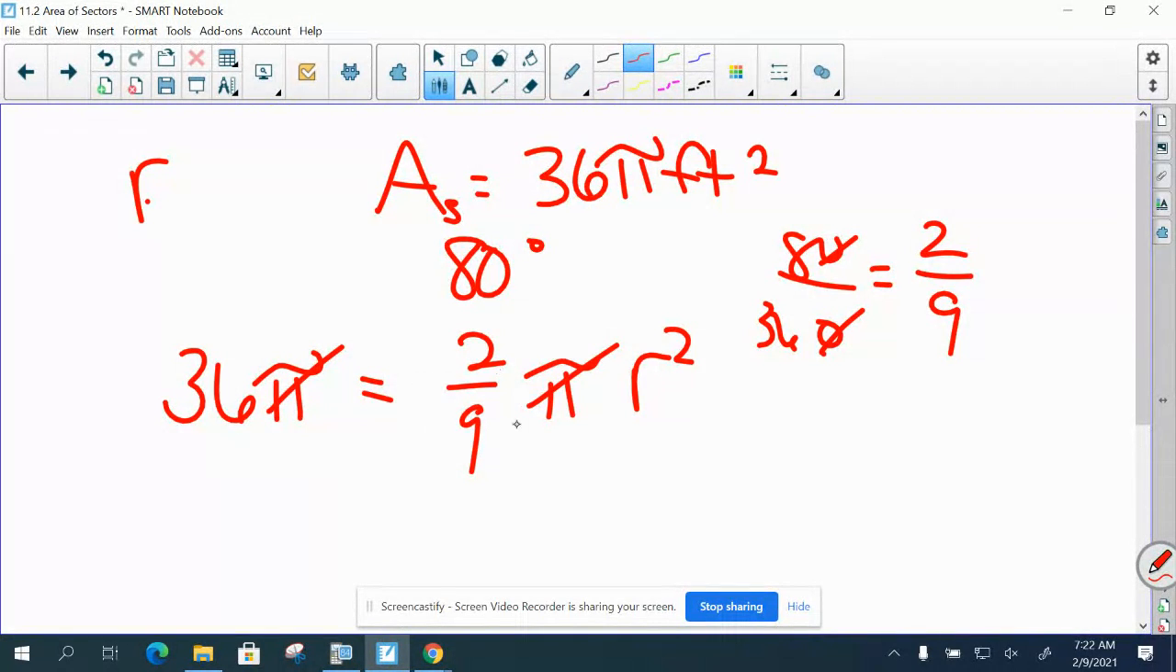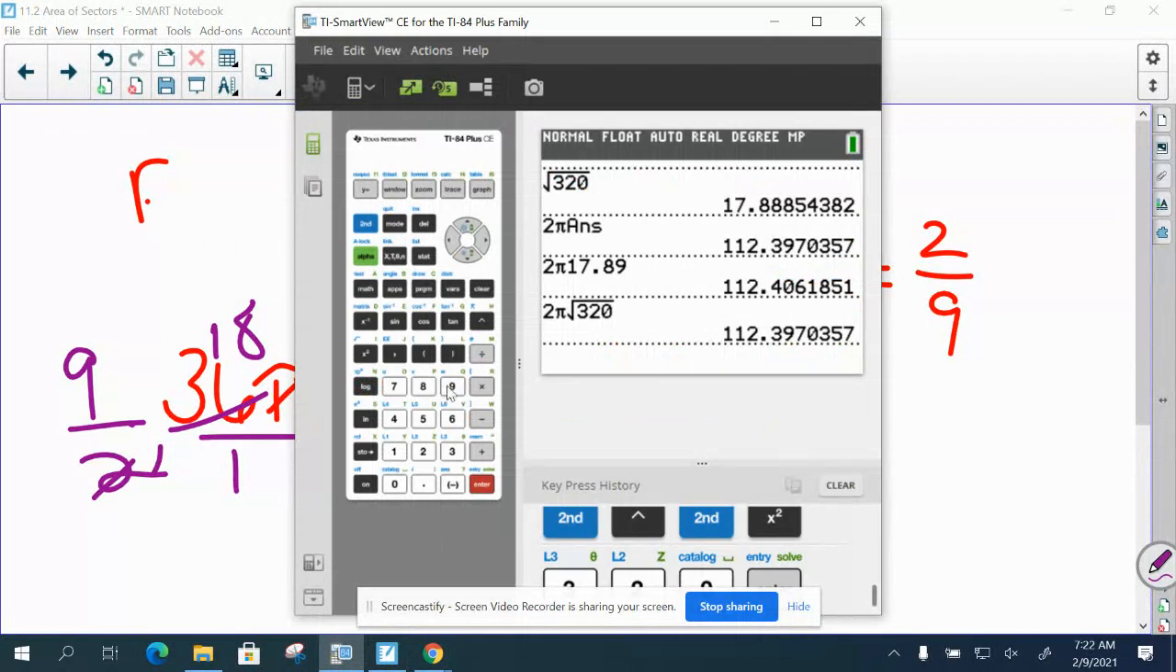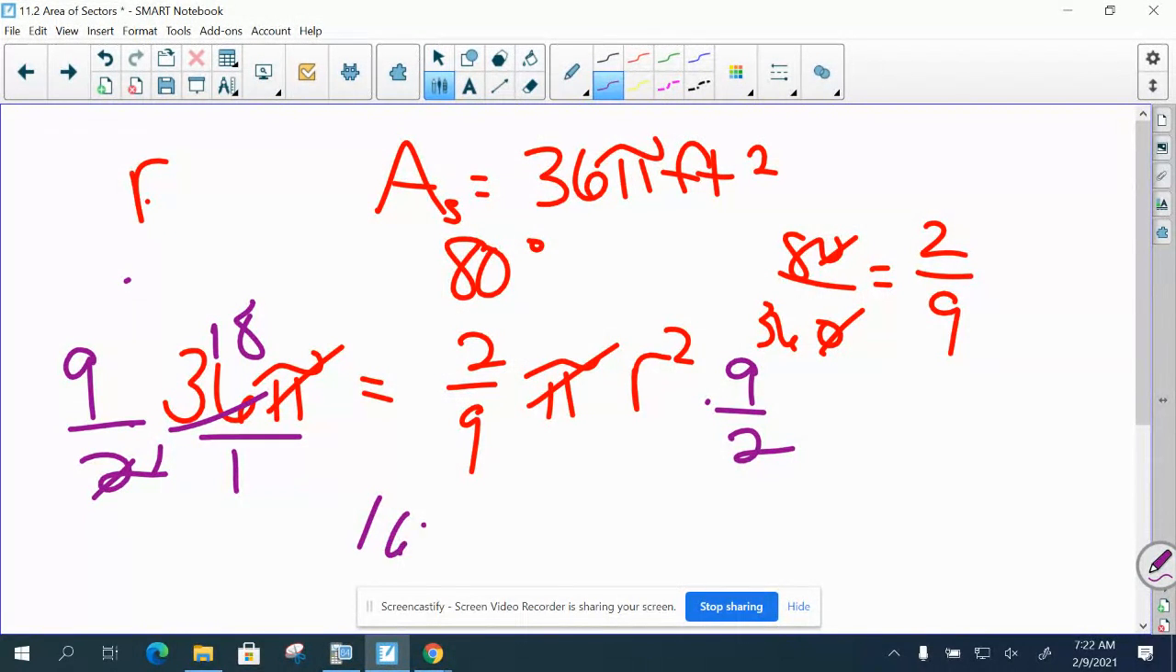Okay, so now to get the 2/9 onto the other side, I would multiply by the reciprocal. So 9 over 2 times 9 over 2. Okay, let's cross reduce here then. So 2 and 36 would be 1 and 18. And then 18 times 9, I don't know, so I'm going to type it in my calculator. 162. So 162 equals r squared.